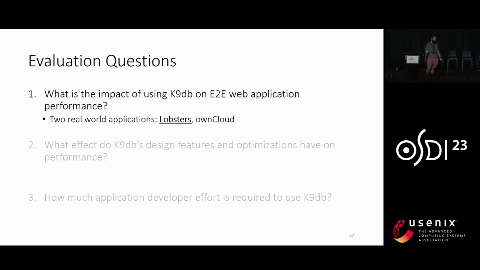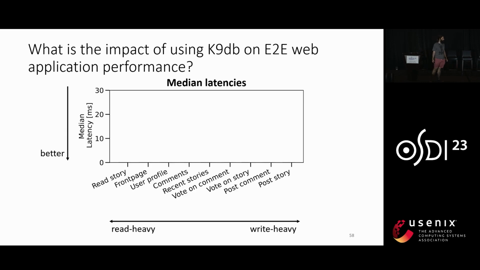For the first question, we evaluated this based on 2 applications, Lobsters, which is a link aggregation and discussion board, and OnCloud, which is a file sharing application. I'll only show you the results for Lobsters in the interest of time. In this experiment, we generated a load that is based on the actual deployed Lobsters. This load corresponds to 9 application endpoints, such as opening the front page or reading a story.